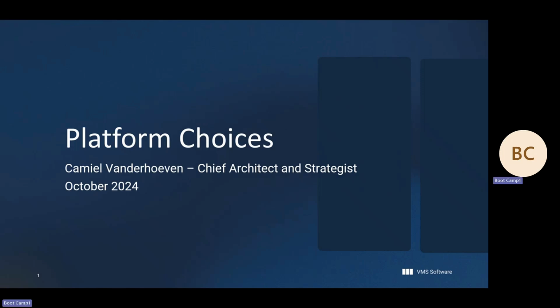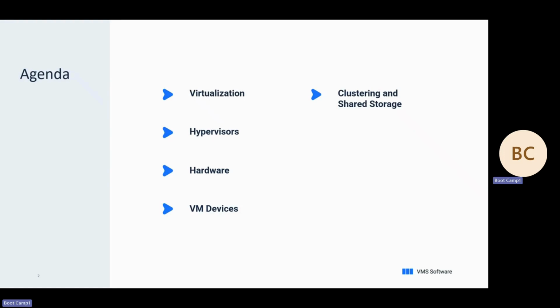I'm going to talk to you about platform choices. When you get to x86, there's a lot more things to choose from than there were on Alpha or Titanium. So let's talk about some of those choices. I want to go a little bit into OpenVMS and virtualization, and then we'll talk about choices in hypervisors, hardware, virtual devices, and finally I'll have some slides about clustering and shared storage.